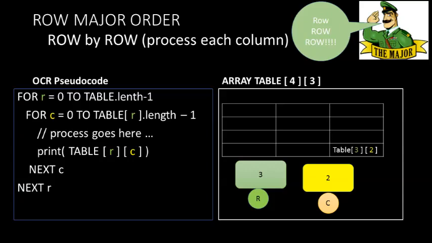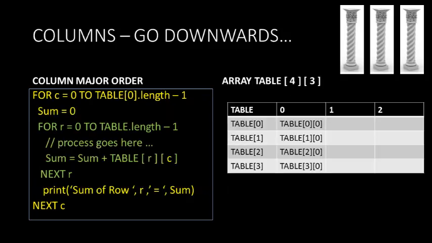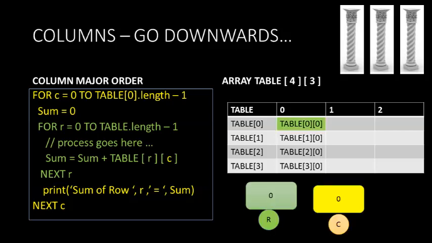There are times, however, that you may want to do the opposite. You may want to do column major order traversal. In this case, you'd place the column counter as the outside loop and make the row loop the inside counting loop. Remember, the inner loop is the one that's going to change the most rapidly. This is useful if you wish to sum or do statistics on a particular column or group of columns in a table.